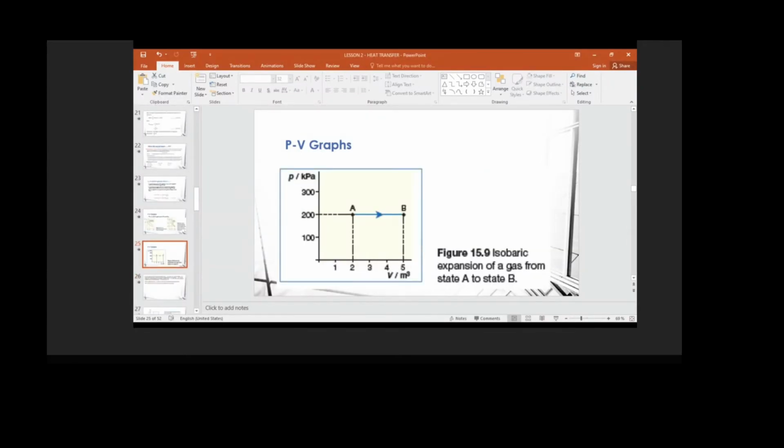And then the next one is called the isobaric process. If you notice, we're just focusing on the blue line where volume moves from 2 to 5, but the pressure of the gas remains at 200 kilopascals. So in this case, volume changes, but pressure does not change. Remember, iso means same, baric means pressure. So isobaric means same pressure. You're changing the volume, but the pressure remains constant.